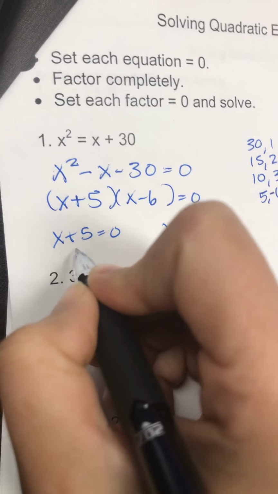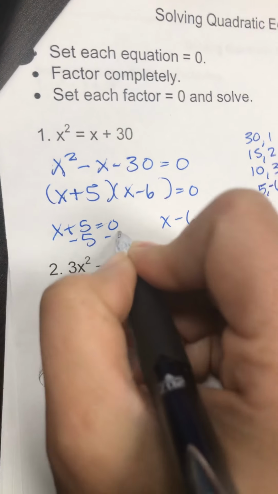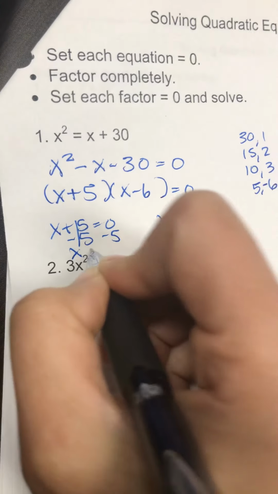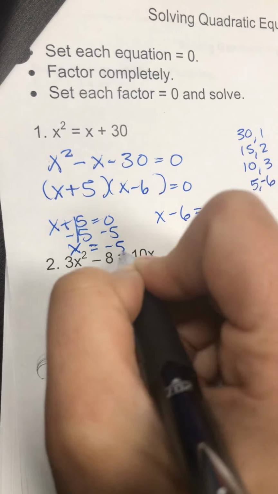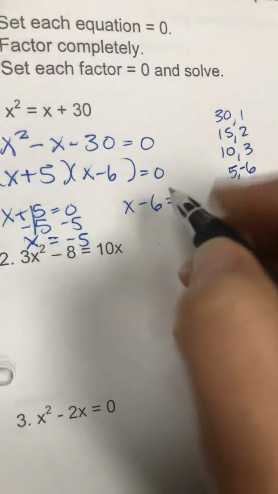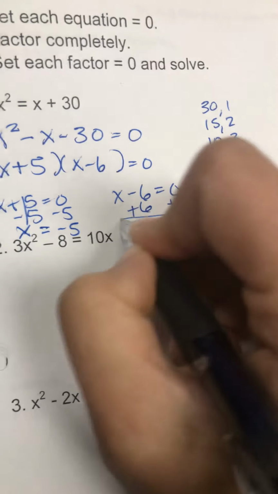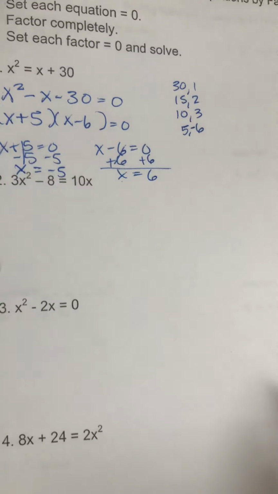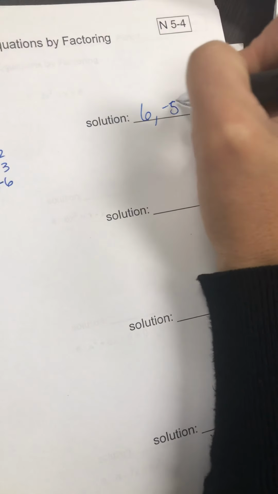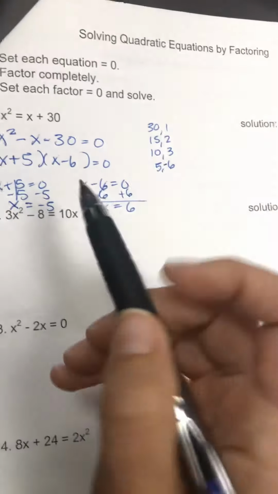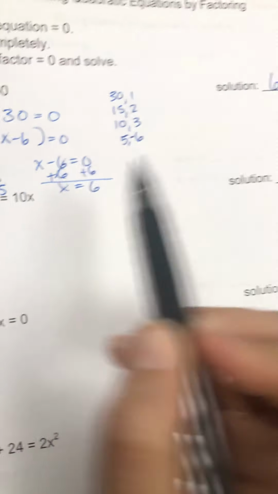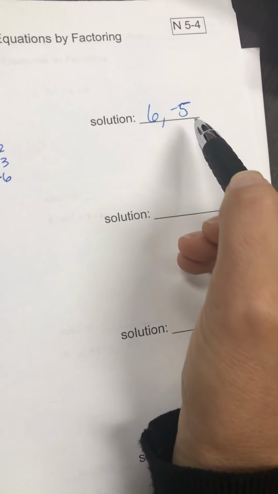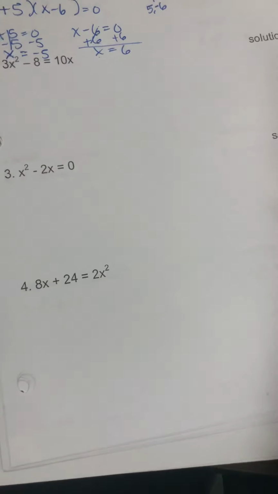You would subtract your 5 from both sides, and you would get x is equal to negative 5. And now you're going to add your 6 to both sides, and you're going to get x is equal to 6. So your solution is going to be 6 and negative 5 is what you're going to write over here on the solution. Because we got x is negative 5 and we got x is 6, so we're going to write them over here. That's your solution. Okay? So that's what you're going to be doing on all of these.